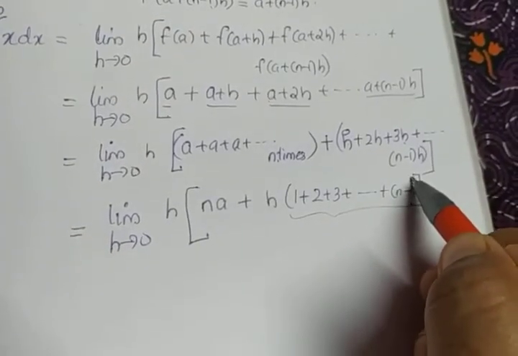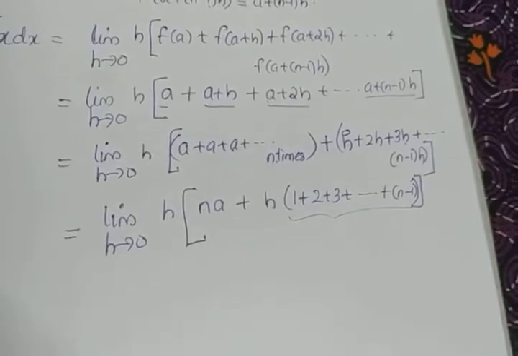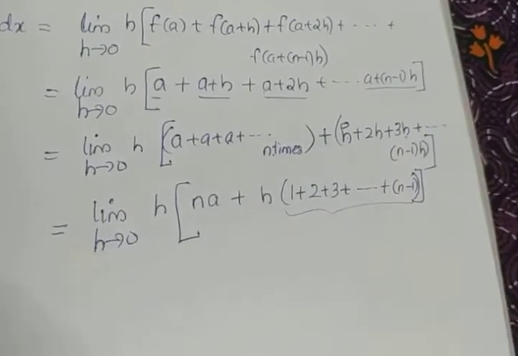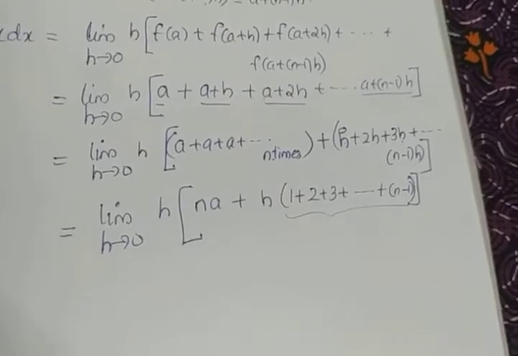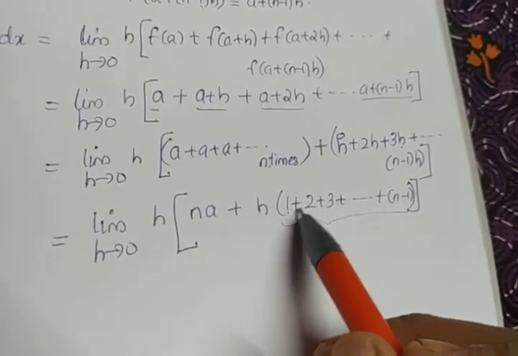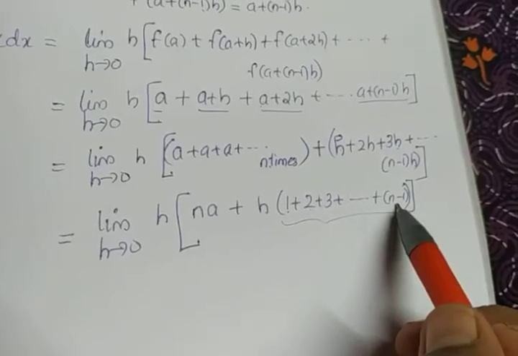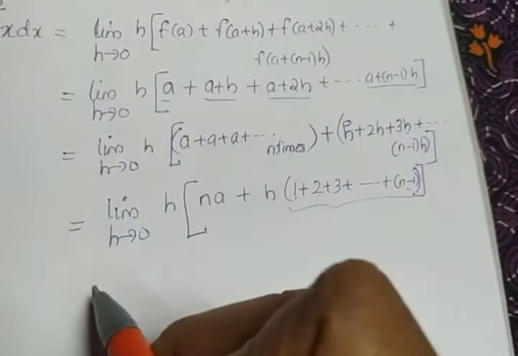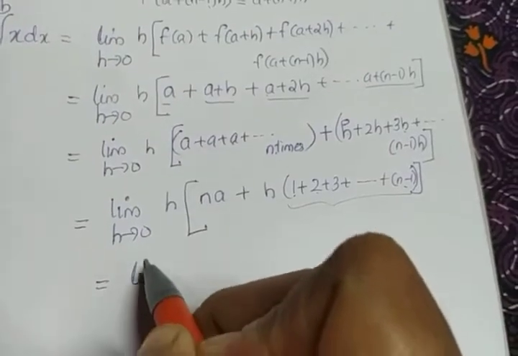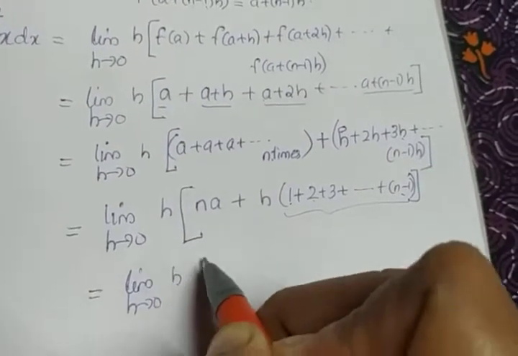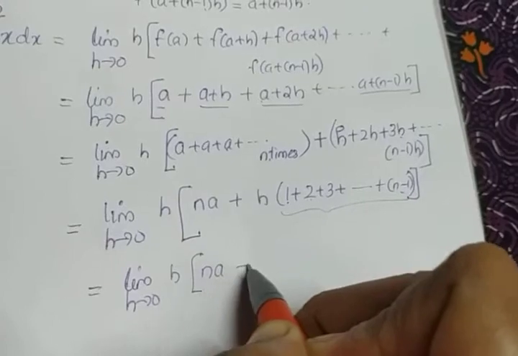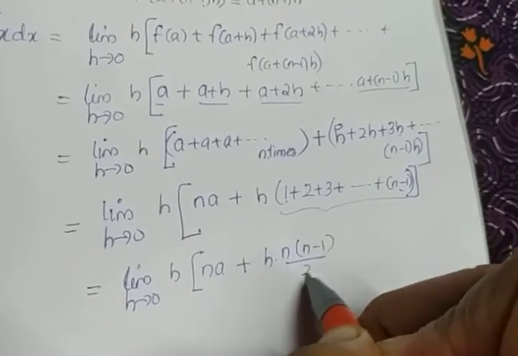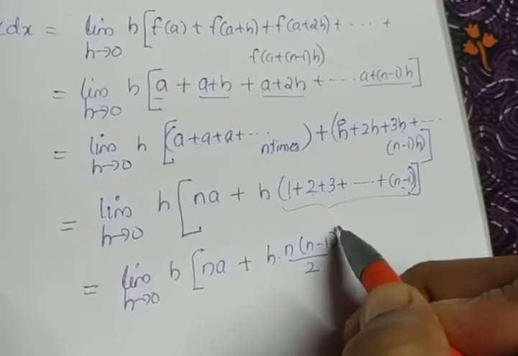1 plus 2 plus etc. plus n is given by the formula n into (n plus 1) by 2. That is if it is 1 plus 2 plus etc. plus n. Here we have only 1 plus 2 plus etc. plus n minus 1, so the formula is n into (n minus 1) by 2. So we will write the formula: limit h tends to 0, h into, the first term remains the same, na, plus h into (n minus 1) by 2. This is the formula for the bracket 1 plus 2 plus etc. plus n minus 1.